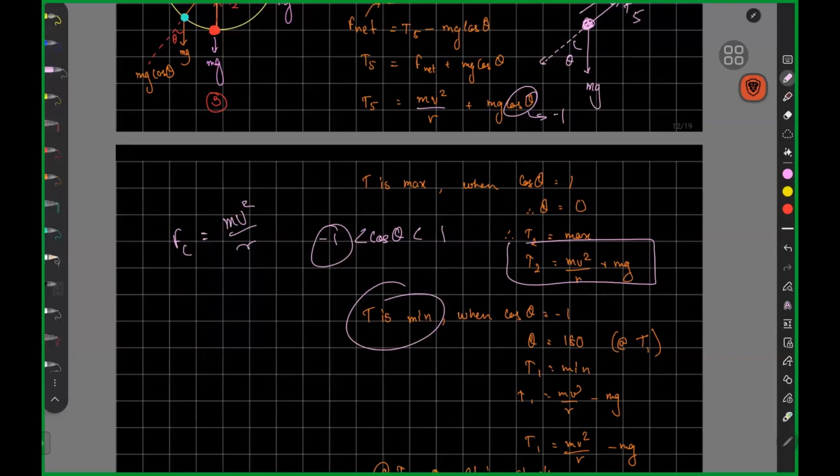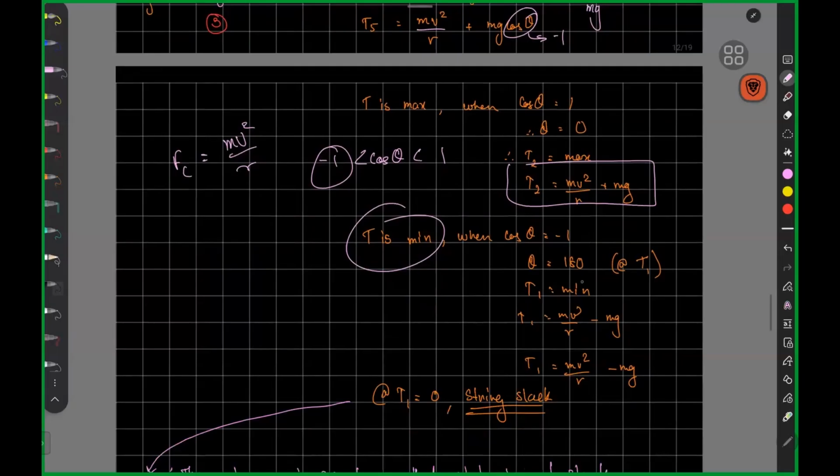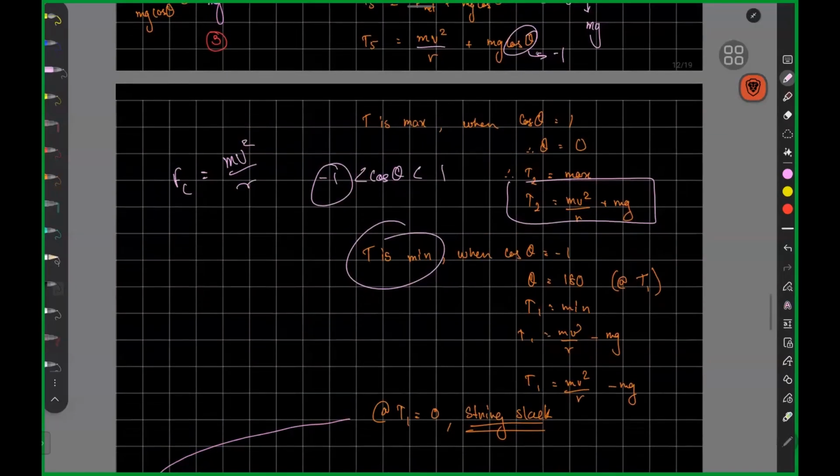So when theta is 180 degrees, it is only then that cos theta will be -1. And if that is the case, my tension is also minimum. So now, if you look into the equation, theta is 180 degrees, right? So cos theta is -1. So ultimately, what do you get?